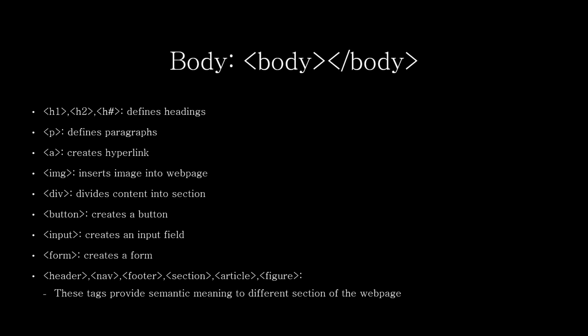Now for the body section, I created a list of things you should know for the body section. And we have the H1, H2, those are for headings. Then we have the P tag, that's for paragraphs, just for when you want to write plain text. We have the A for hyperlinks, the IMG, that's for images, the div to divide the content into sections, the buttons to create buttons on your web page, the input to create input fields. I know I'm going a bit fast, but I'm trying to give you just the basics. The forms to create forms, and then we have the tags to provide semantic meaning to different sections of the web page. Now you're probably wondering, what is semantic meaning, or what does semantic mean?